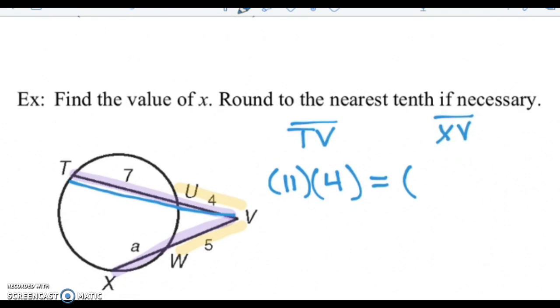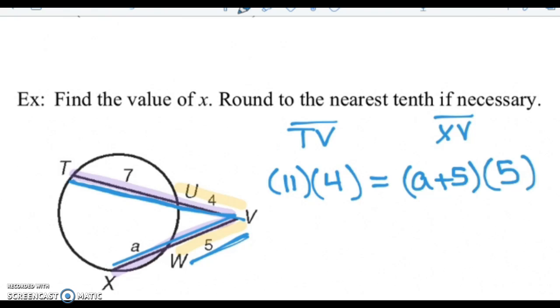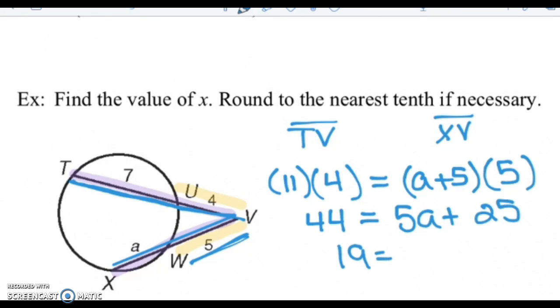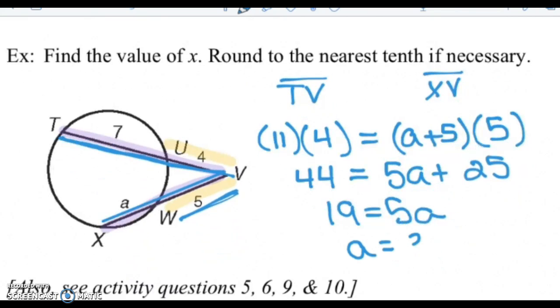So whole times outside. The outside part here is pretty easy to tell. That's just 5. That's this part here. This whole length, just like here we did 7 plus 4, here we need to do A plus 5. So my whole length here is A plus 5. So now I'm going to distribute out on one side and just multiply on the other. 5A plus 25. Subtract 25 over, so I get 19 equals 5A. And so I get A equals 3.8.